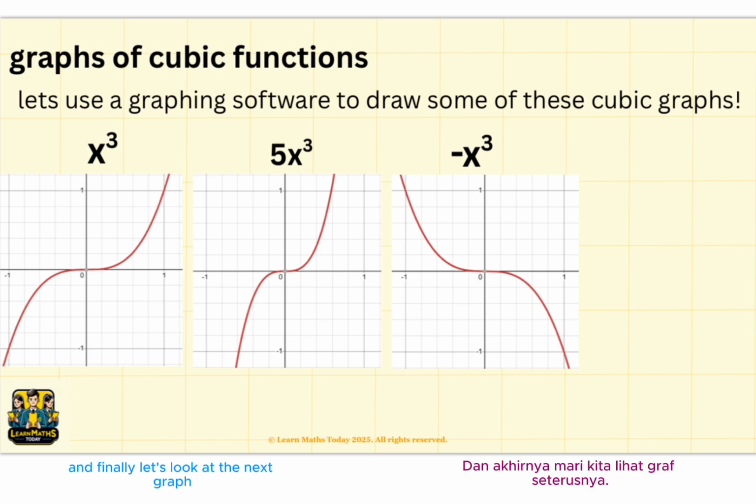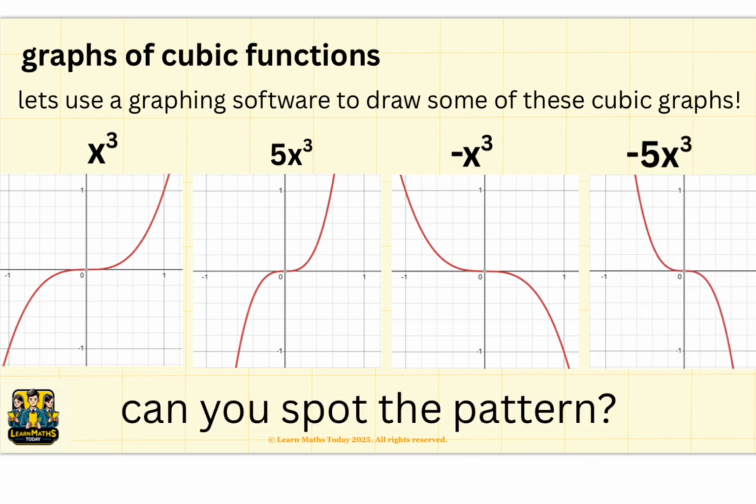And finally, let's look at the next graph. This last graph is negative 5x cubed. It combines both effects. It's flipped like negative x cubed, but it's also stretched like 5x cubed.